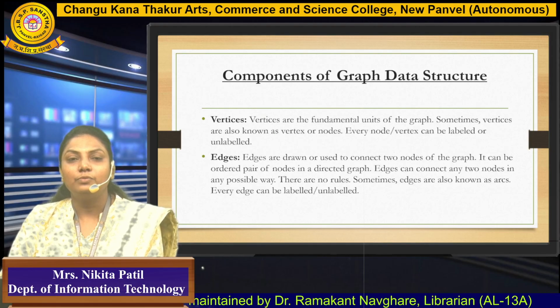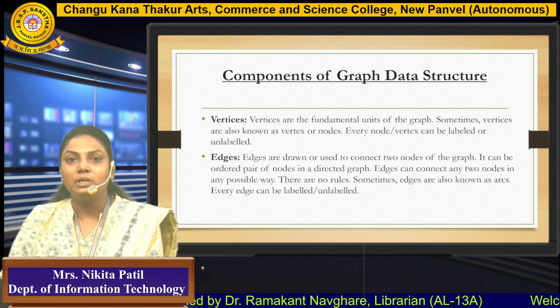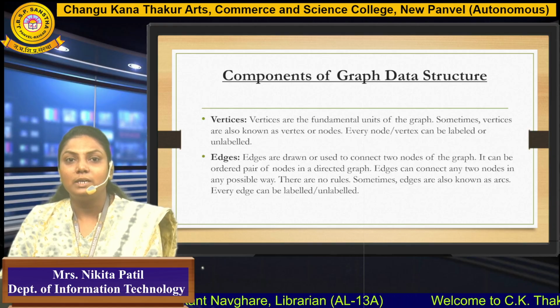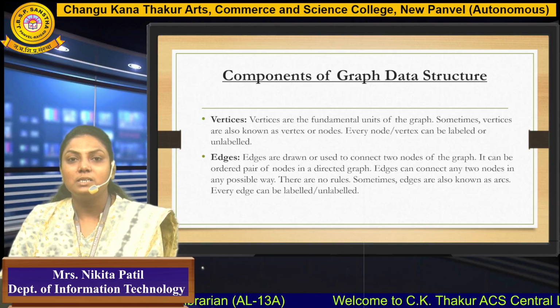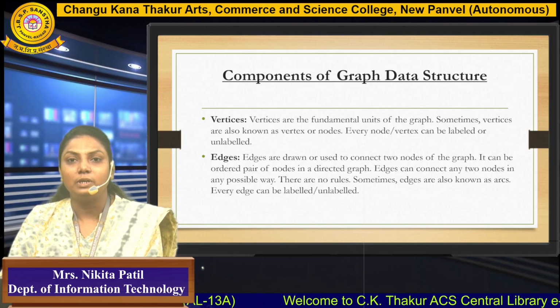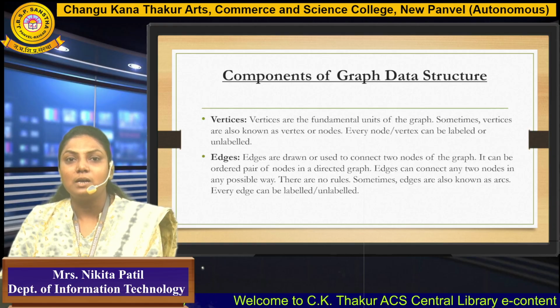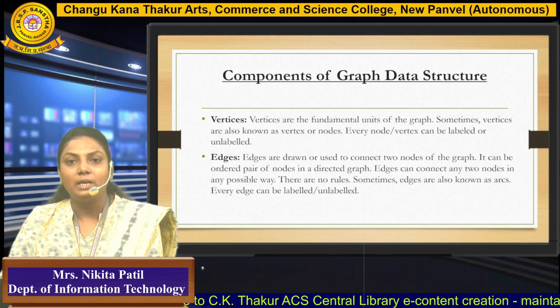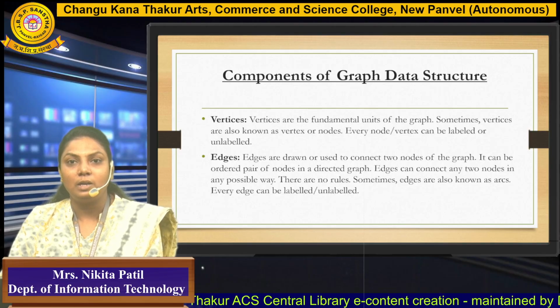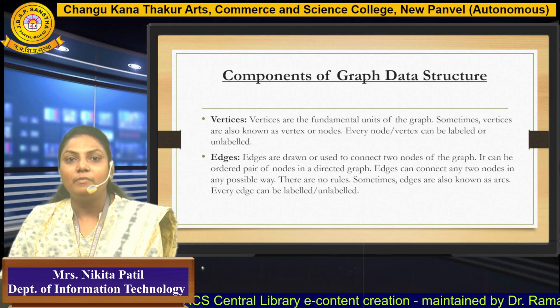Now let us see the components of a graph in data structure. There are two main components: first vertices, and second edges. Vertices are the fundamental unit of the graph. Sometimes vertices are also known as vertex or nodes. Every node or vertex can be labeled or unlabeled. We can consider it to be weighted also.